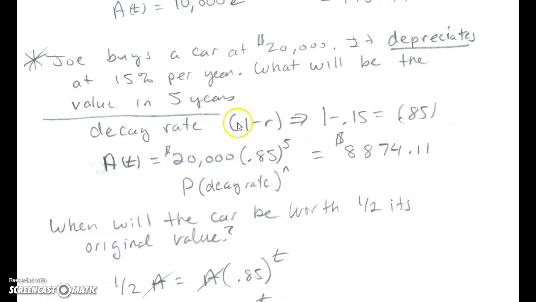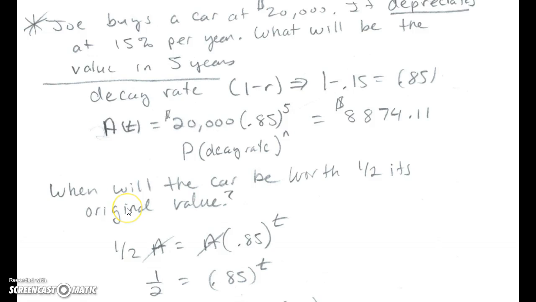So my decay rate is 1 minus R, unlike a growth rate, which is 1 plus R. 1 minus R becomes 1 minus this 15% in decimal form, move the decimal 2 places to the left, is 0.15, so it's 0.85. So every year we multiply this 20,000 times 0.85 times 0.85, till finally after 5 times, it's 20,000 times 0.85 to the 5th power. And that'll give us your car, and this is pretty accurate, it's going to be worth about $8,874 after 5 years if you paid $20,000 for it. Okay, I pulled that 15% out of a hat, but I'm pretty sure that's pretty close because your car value is worth about half after 3 years. So this is pretty accurate.